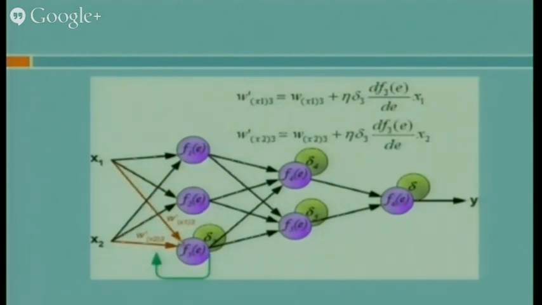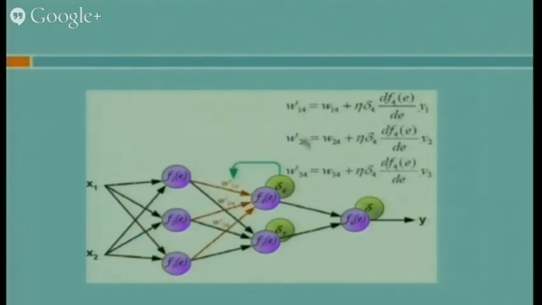For this W dash x31, now this derivative is written here. This should not be there. It should be eta delta 3 into x1 only. Then eta delta 3 x2 only. This derivative we had earlier, so it is wrongly written here.